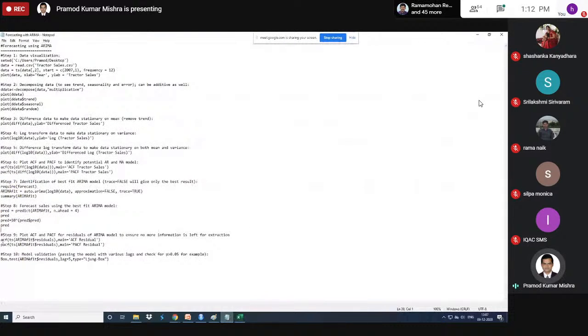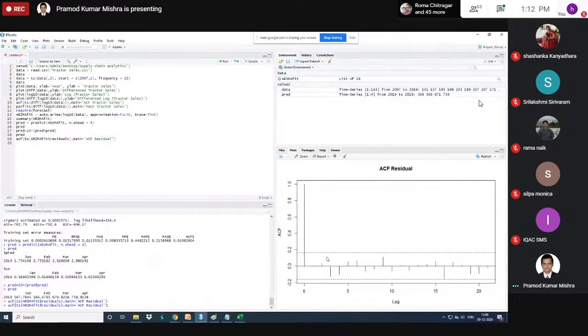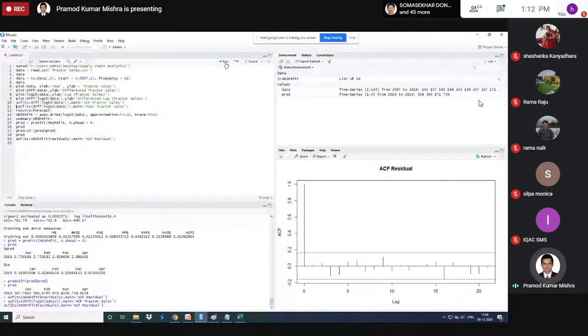Then the next thing is that I need to see if any further extraction is possible. What I need to do is find out the residual. The residual is nothing but the error. So I need to check if there is any further information available. I just look at the residual. Now you can see, except for this first part, you can compare these two charts. This is the first ACF.